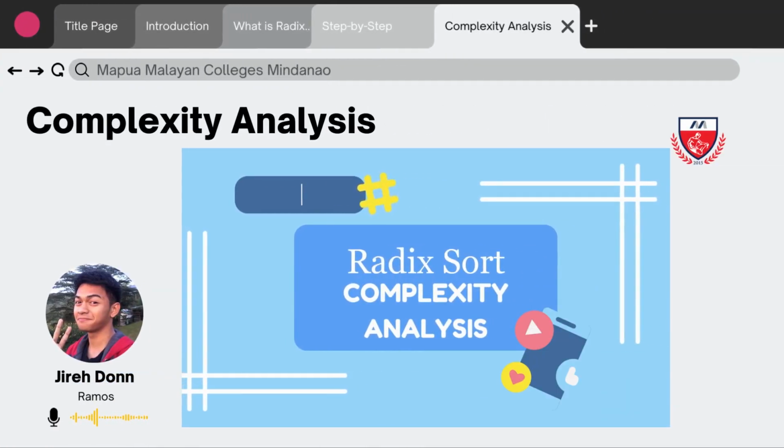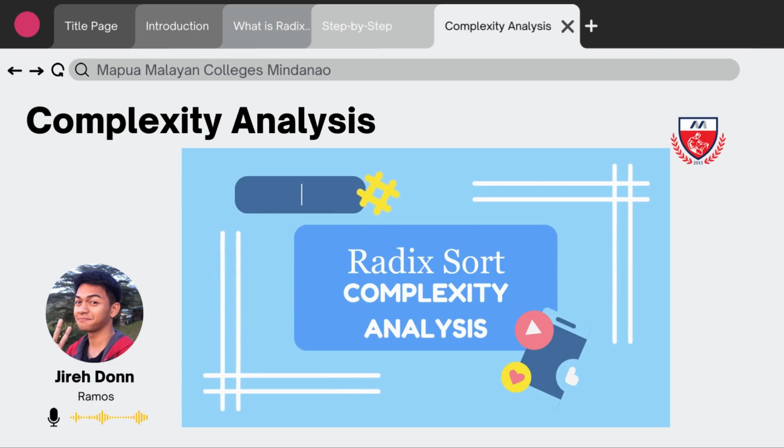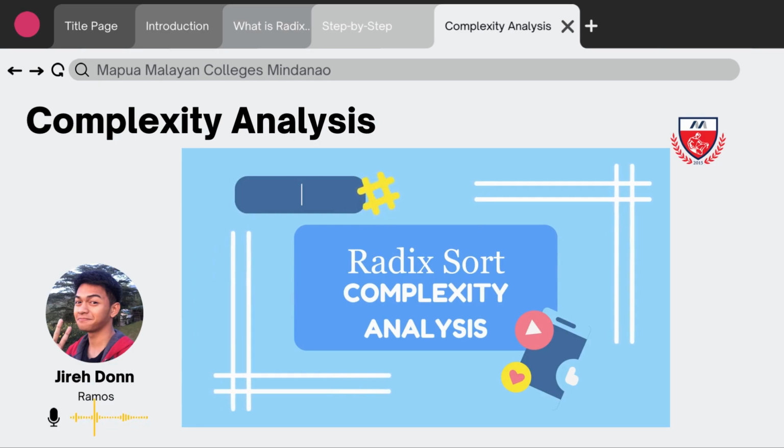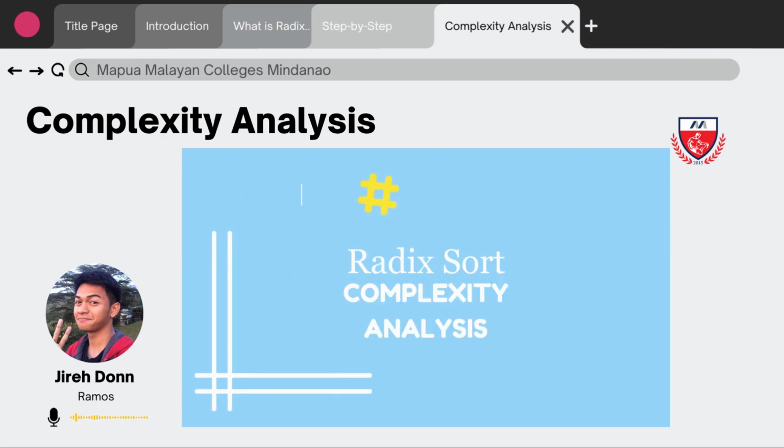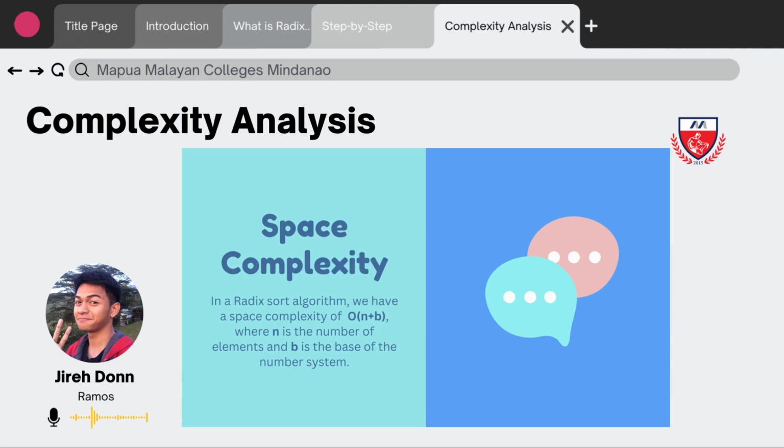Hello, and for this part, we will be discussing the Radix sort's complexity analysis, where we will be discussing its space and time complexity. So first up would be its space complexity.